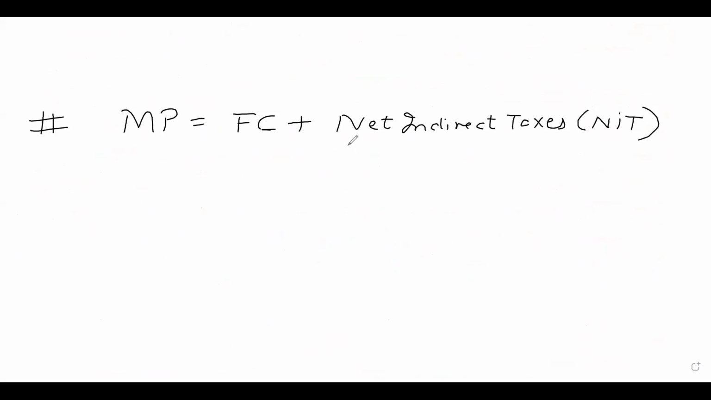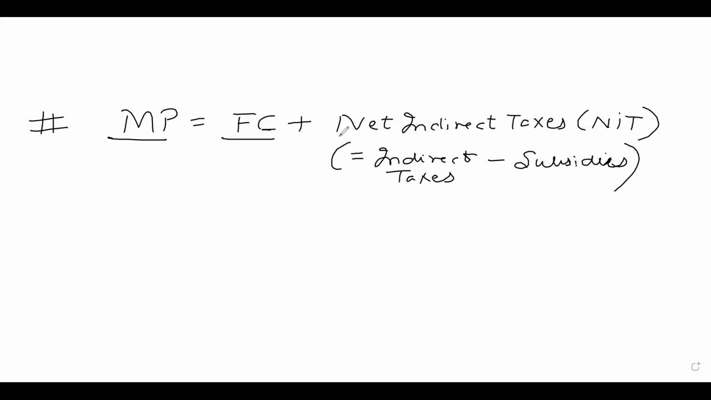And net indirect taxes are nothing but indirect taxes minus subsidies. Indirect taxes cause the market price to rise, and subsidies cause the market price to fall. When the government gives subsidies, it causes the price in the market to fall. When the government imposes taxes, it causes the market price to rise. So market price is equal to factor cost plus net indirect taxes.